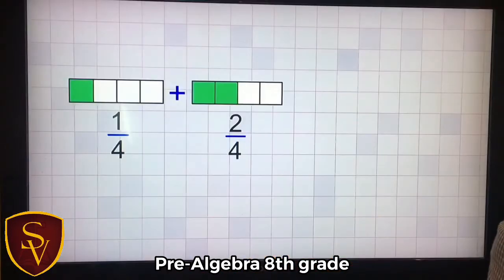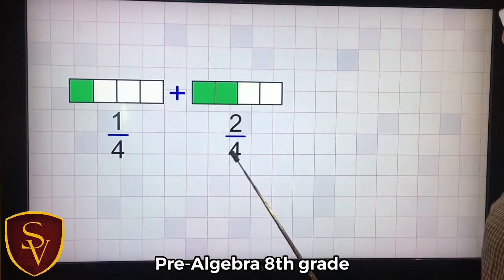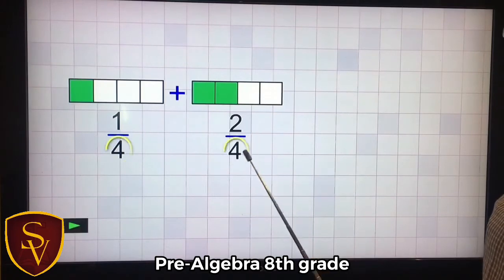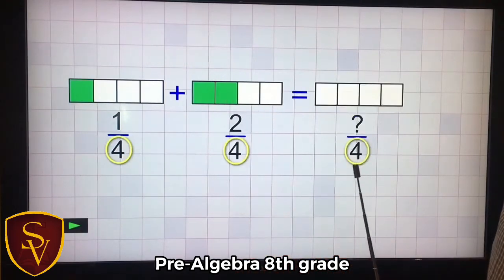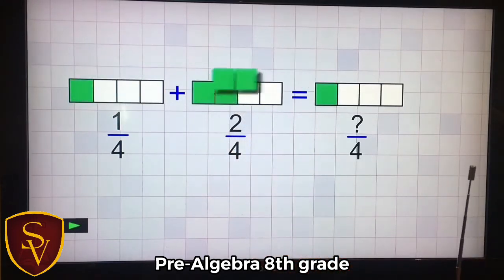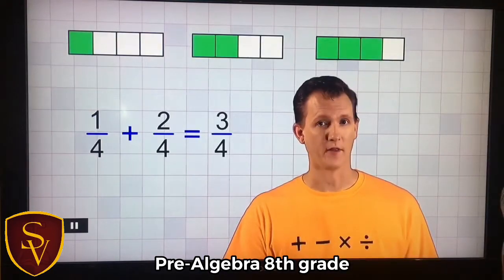One of the most important applications for fractions is adding fractions. As we can see, we have the possibility of adding fractions which have a common denominator. If the common denominator is the same, like in this case 1/4 and 2/4, we can add them together and we have the answer of 1, 2, and 3, and there we have 3/4 of the fraction.